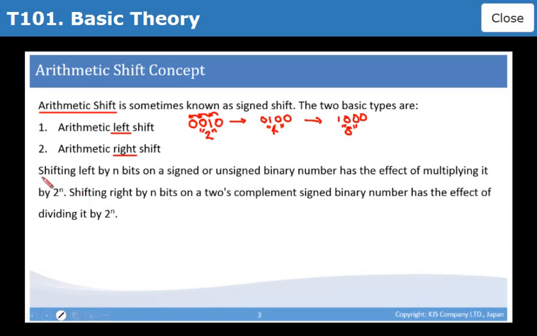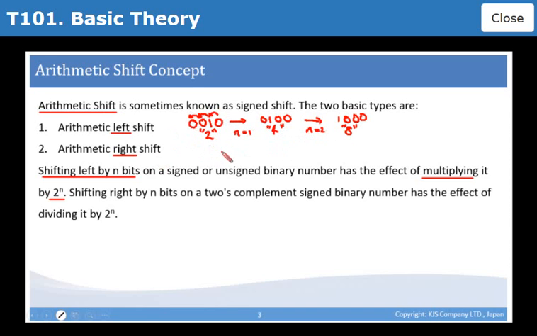This is described here: shifting left by n bits on a signed or unsigned binary number has the effect of multiplying it by 2 to the n. So here we're just multiplying by 2 to the n. In our first case n is equal to 1, so we multiply by 2 to the 1, so 2, and here n equals 2. We've multiplied by 2 to the 2 from this original value here.